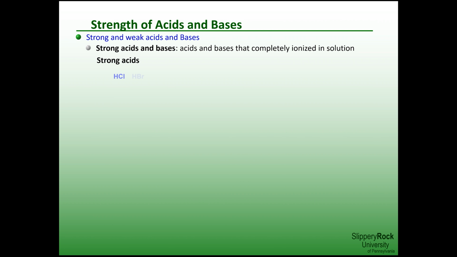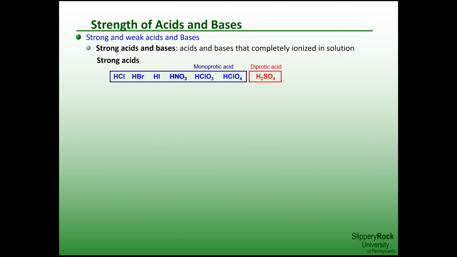Let us first examine the strong acids listed on the slide: hydrochloric acid, hydrobromic acid, hydroiodic acid, nitric acid, chloric acid, perchloric acid, and sulfuric acid. The first 6 of these acids are monoprotic, meaning each molecule donates 1 proton, or 1 H+ ion. Sulfuric acid, H2SO4, is highlighted separately because it is a diprotic acid and can donate 2 protons per molecule. When a strong acid dissolves in water, the ionization occurs essentially 100%.